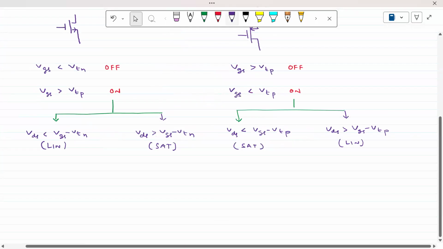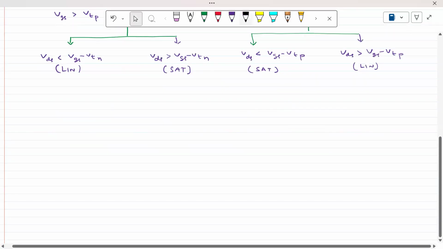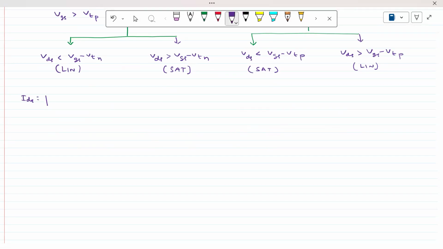What is the current equation in this case? What if it is off, what is the current equation IDS here? Drain to source current is 0. But what about here also? Here also IDS is equal to 0. What is the current equation in this case? Here IDS is mu n Cox W by L into VGS minus VTN into VDS minus VDS squared divided by 2. That is the linear equation for the NMOS transistor.